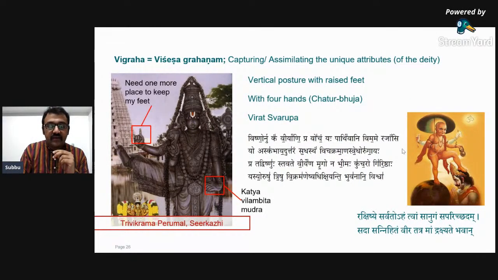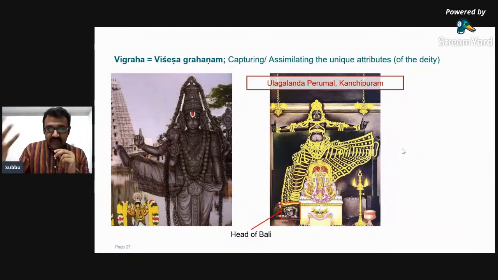Trivikrama. The other Trivikrama Moorthi is the Ulagalanda Perumal in Kanchipuram. Ulagalanda Perumal, the one who measured the worlds, literally translating. Here the slight difference that you see is which leg is placed above. So you see this as a mirror image in terms of the leg. And both the hands, here there is no Shankha Chakram, there is no Chaturbhuja Moorthi, it's a Dvibhuja Moorthi, there is no Shankha Chakram, and both the hands are indicating the numeral one.